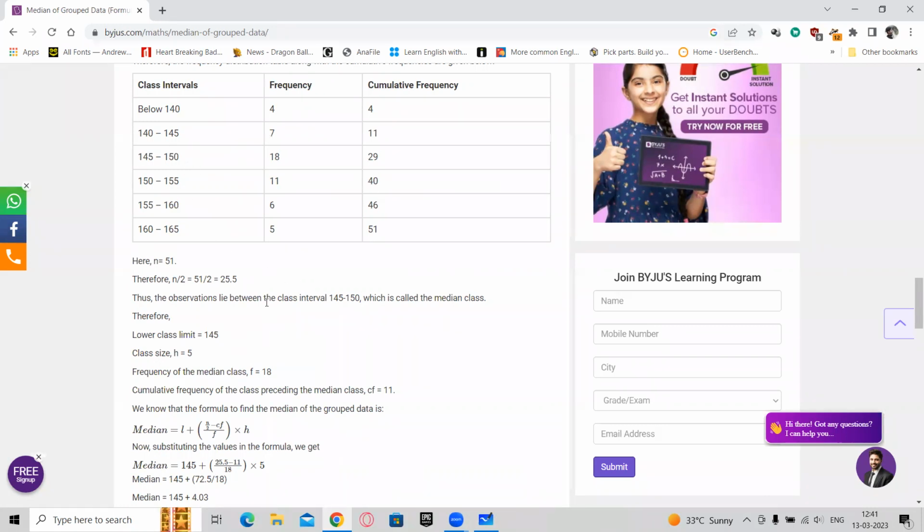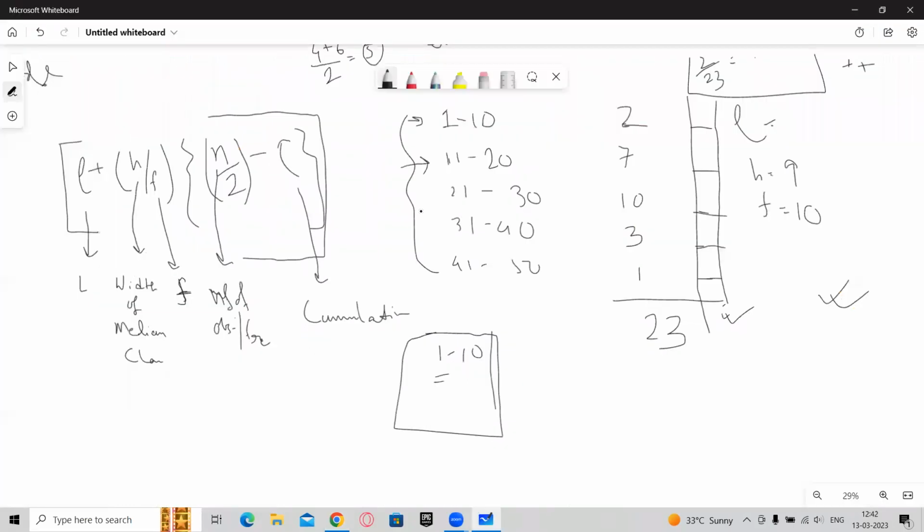So the value of F should be that frequency value. So L is nothing but your lower limit. H is the class width, the height. And F is considered as the frequency of your median class.